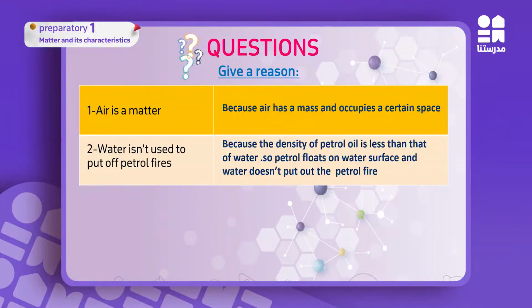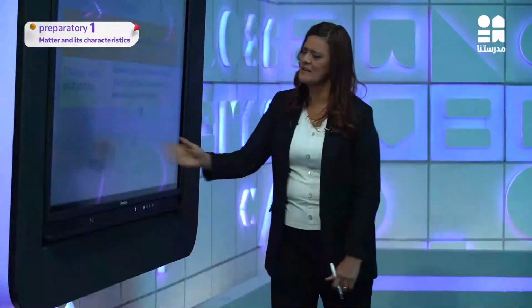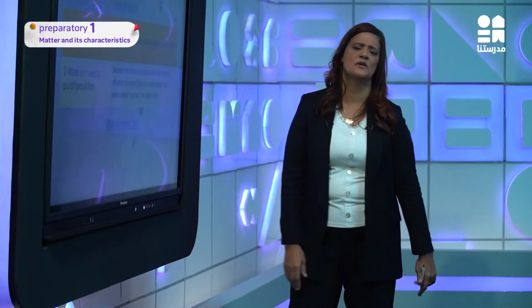Because the density of petrol oil is less than that of water, petrol floats on the water surface and water doesn't put out the petrol fire. This is natural, of course. So I can never use water to put out petrol fires. What else? What is meant by? You tell me now. Okay.